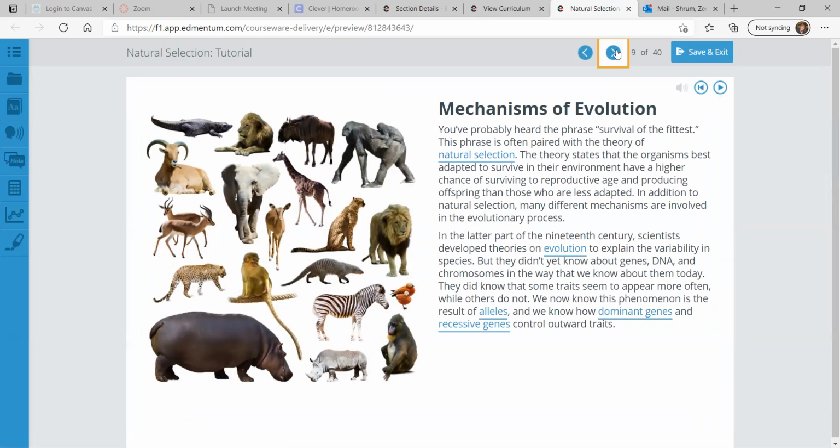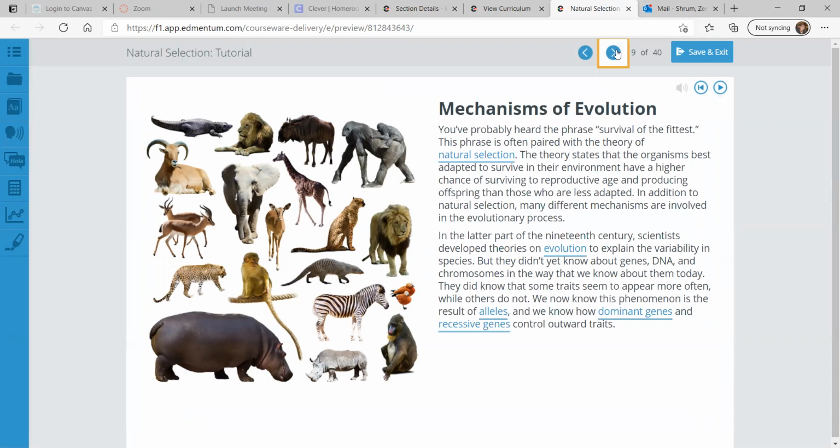Mechanisms of evolution. You've probably heard the phrase survival of the fittest, and this phrase is often paired with the theory of natural selection. The theory states that the organisms best adapted to survive in their environment have a higher chance of surviving to reproductive age and producing offspring than those who are less adapted. In addition to natural selection, many different mechanisms are involved in the evolutionary process.